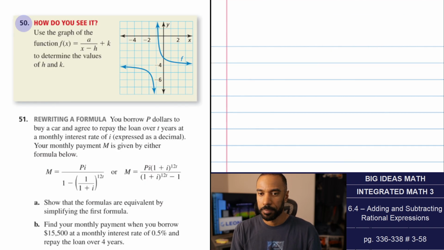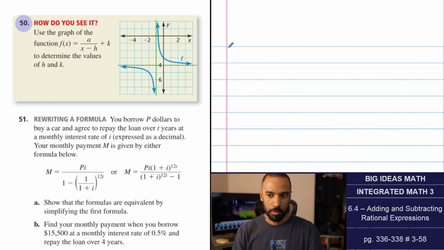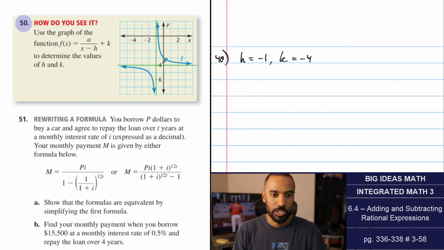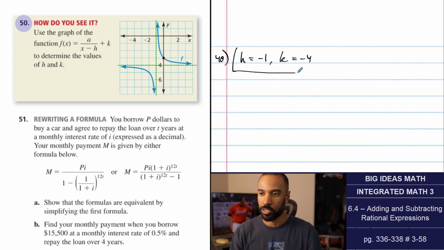Number 50. How do you see it? Use the graph of the function here to determine the values of h and k. Your h is -1. Your k is -4. I have nothing more to say. We could write a whole equation. You want to write a whole equation? This is just a 1. Your a value is 1 over 1 up 1. So your whole equation, listen, that's the answer.